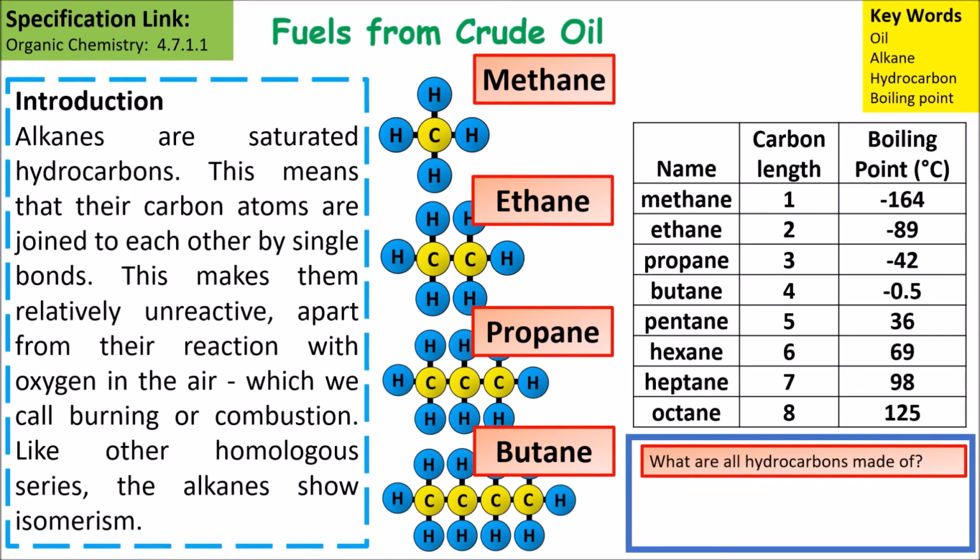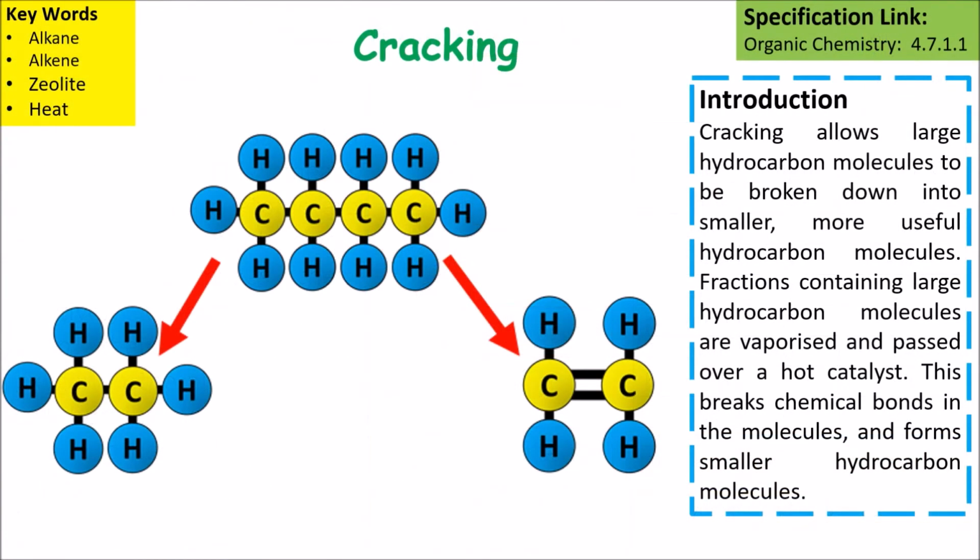So, all hydrocarbons are made of hydrogen and carbon atoms. So cracking allows large hydrocarbon molecules to be broken down into smaller, more useful hydrocarbon molecules. Fractions containing large hydrocarbon molecules are vaporized and passed over a hot catalyst that breaks the chemical bonds and forms smaller ones.